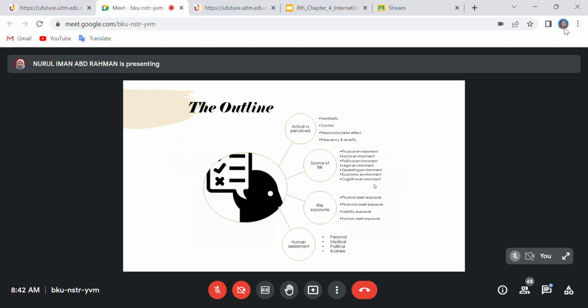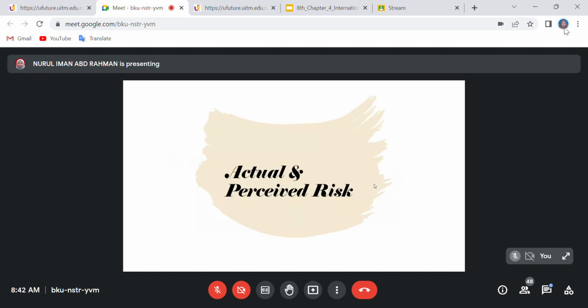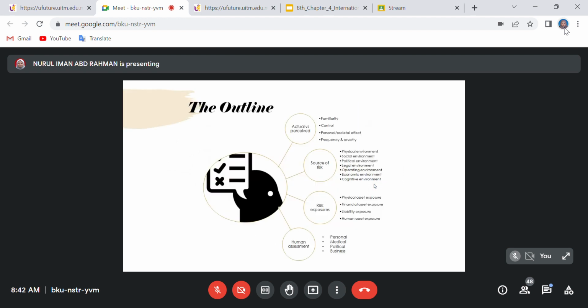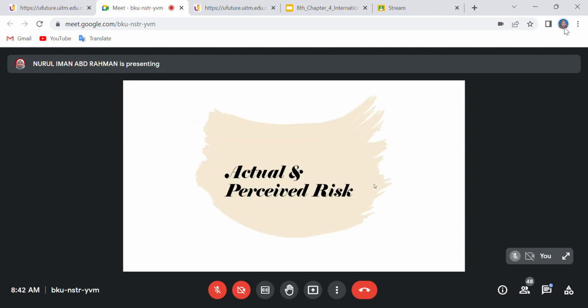So we will go to the first one, actual and perceived risk. There are 4 things that you need to know under actual versus perceived risk. And then the sources of risk are 7, risk exposure is 4, and the last one, human assessment, is also 4.